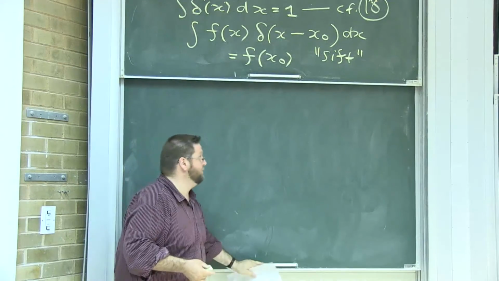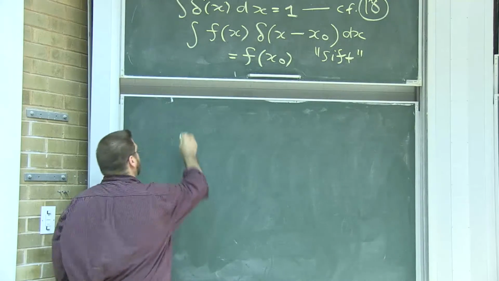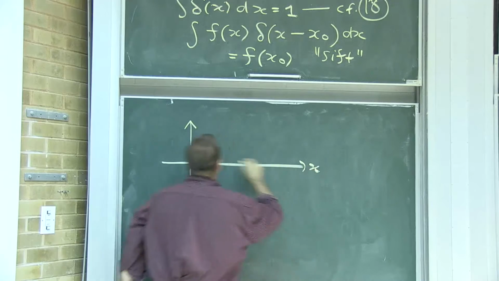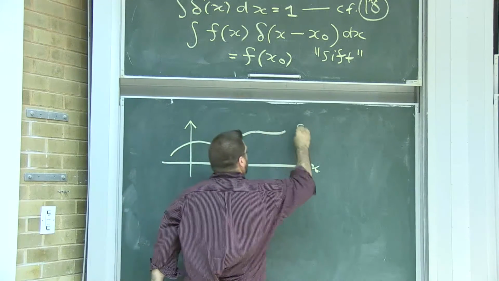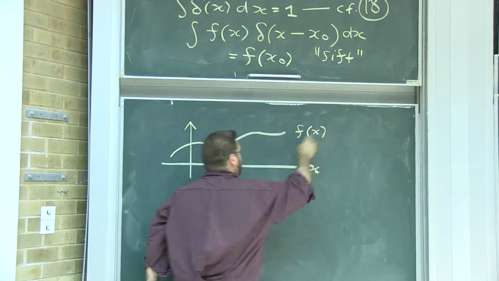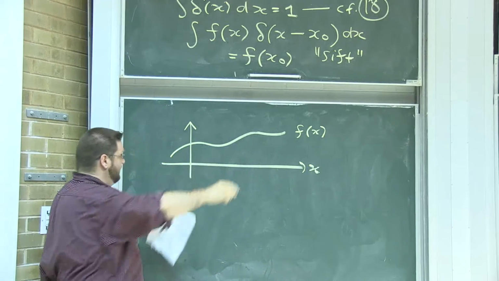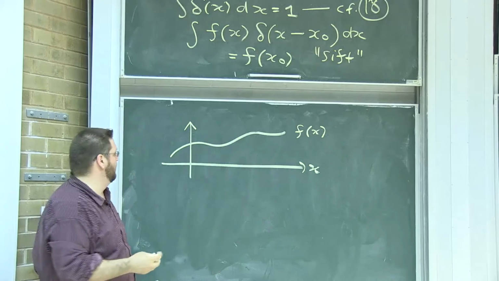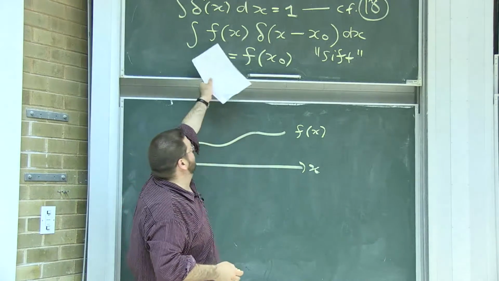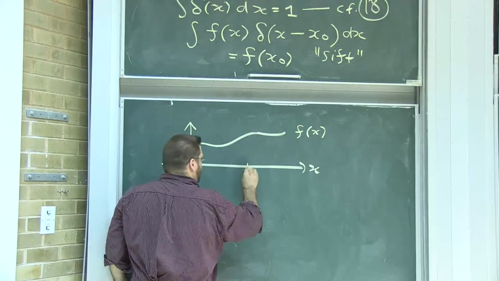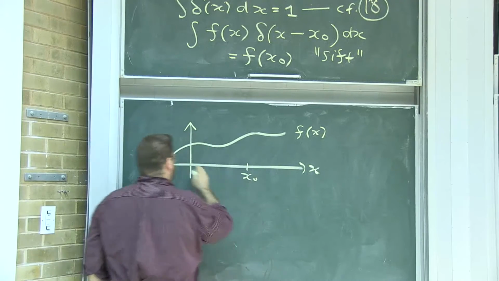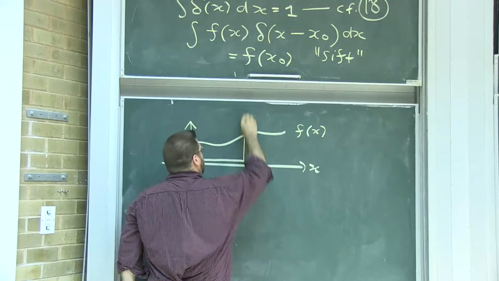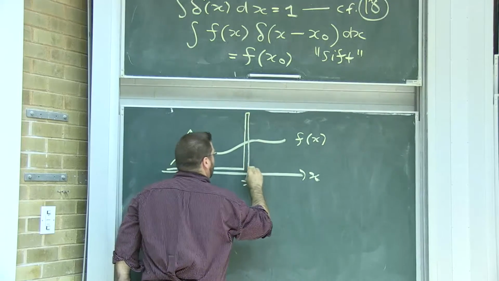And I want to motivate this pictorially. This is not a proof. So here we have our function f of x. And it's continuous and differentiable and single valued, so I could draw it with a smooth curve without taking my chalk off the board. This is f of x. I now multiply by a Dirac delta, which is going to be located at x0. This infinitely skinny, infinitely high blip with area 1.